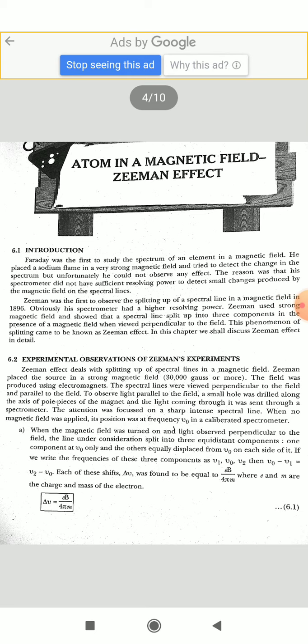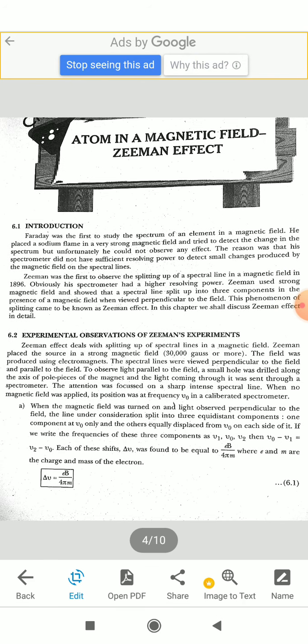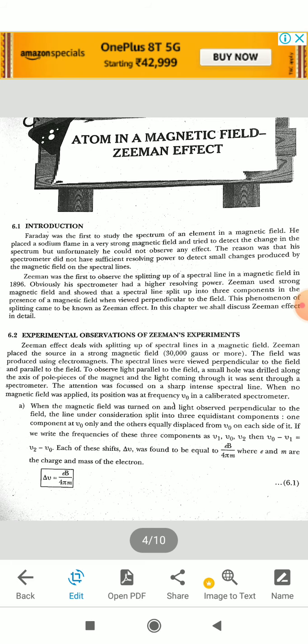whenever atoms are placed in a magnetic field, they acquire additional energy due to the magnetic field. This means the electrons in particular orbits have angular momentums, which can be specified by the orbital quantum number. We have also seen the hydrogen atom in a magnetic field. It acquires additional energy due to the magnetic field and produces energy levels.